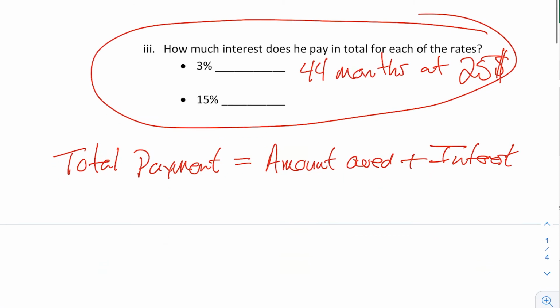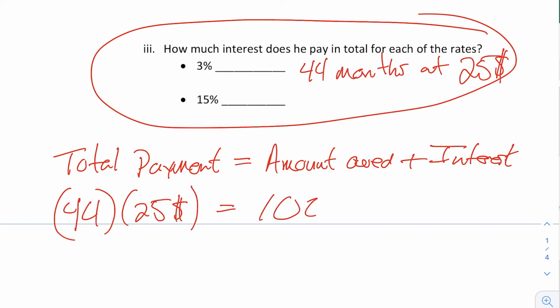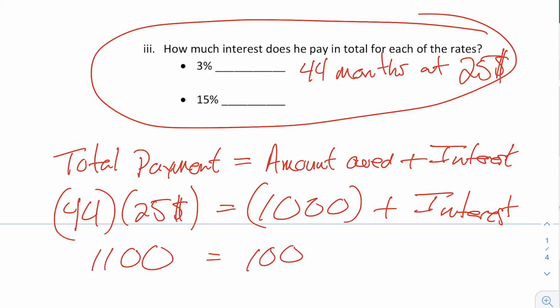And his total payment is 44 times $25. And the amount owed, he started with $1,000. That was all he owed, plus interest. And the total payment, 44 times 25, is $1,100. So the interest must be $100.